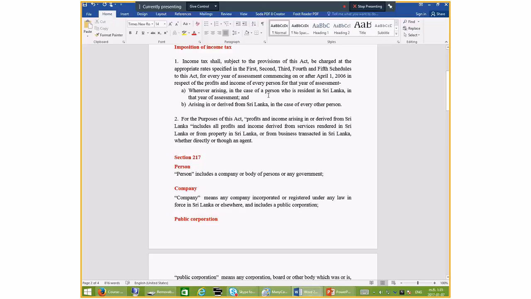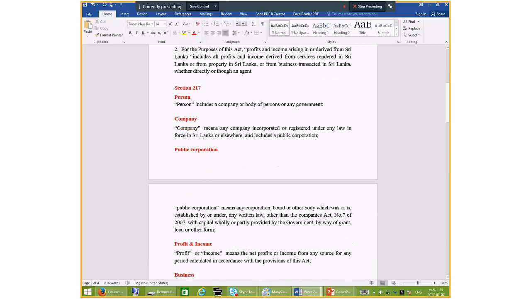Then we can say the person includes the company. The word company includes the public corporation. The word public corporation includes any corporation or body which is established under any written law in Sri Lanka. All the state bodies have been established under a Parliamentary Act, and on that basis profit and income of a public corporation is also taxed under the income tax.